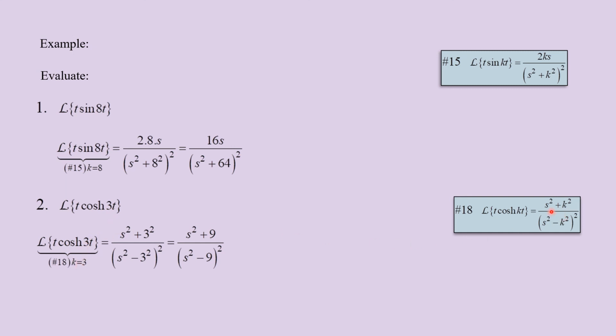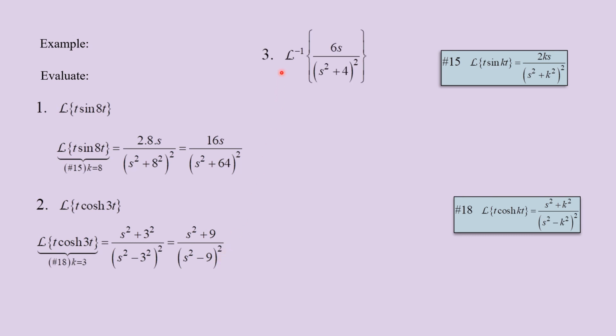So s squared plus k squared, in this problem, becomes s squared plus 3 squared. S squared minus k squared everything squared, for this problem, will be s squared minus 3 squared everything squared. So the Laplace transform of t cos 3t is equal to s squared plus 9 divided by s squared minus 9 everything squared.